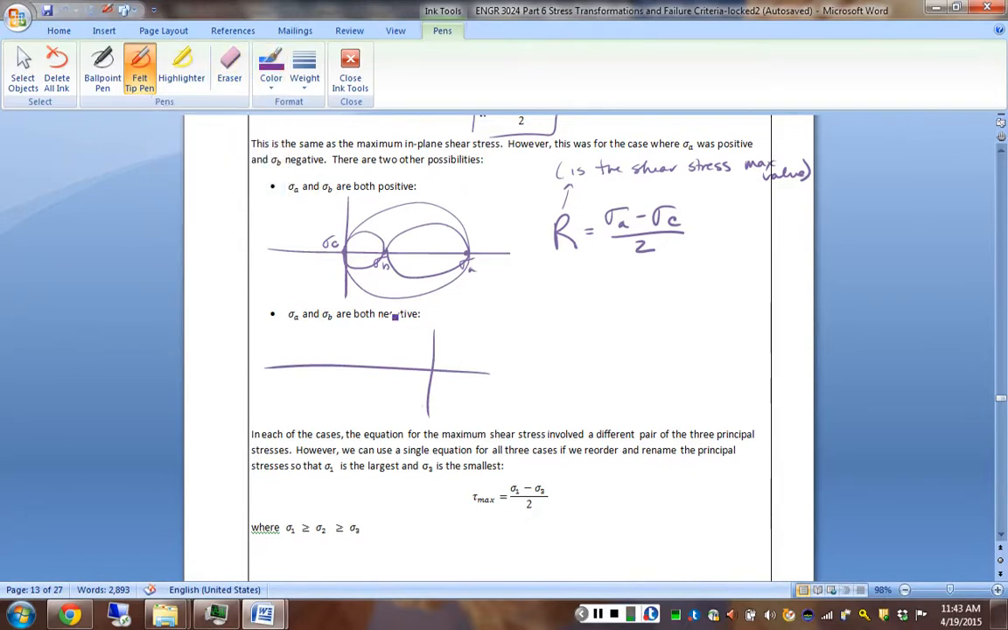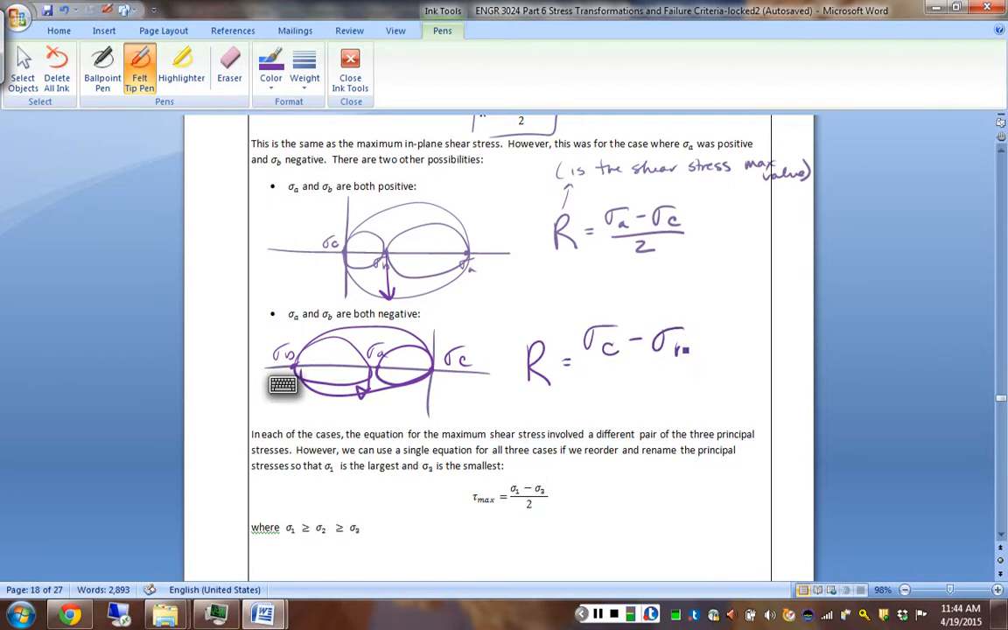So, rewinding just a little bit, if sigma A and sigma B are both negative, we always know that sigma C is 0. We have a different set of 3 circles. But it's always the radius of the largest circle that is going to be the maximum shear stress value. In this case, it has to be sigma C minus sigma B over 2. And that's a lot to keep track of.